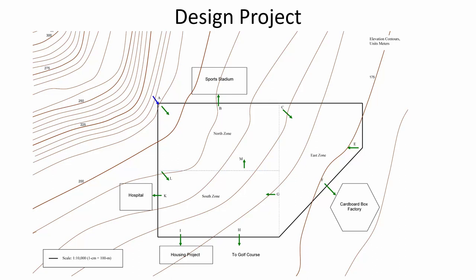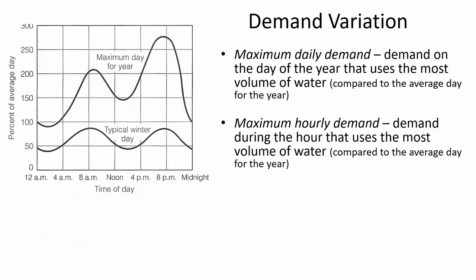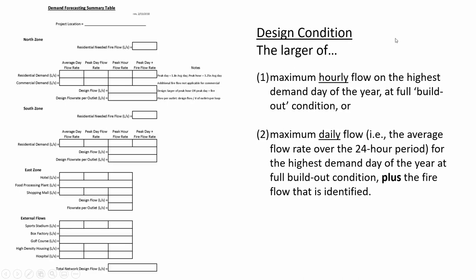So the data that I've given you, like the population density, that's when it's completely built out. And so you're designing for the worst case scenario, at the end of its useful life, when it's fully saturated with people, hottest day of the year, and then we want to compare what's going to happen, the larger of the maximum daily flow plus the fire, or the maximum hourly flow. So we may talk more about how to fill in this demand forecasting table, but I just wanted to point out that it is in this packet that I've already given you.